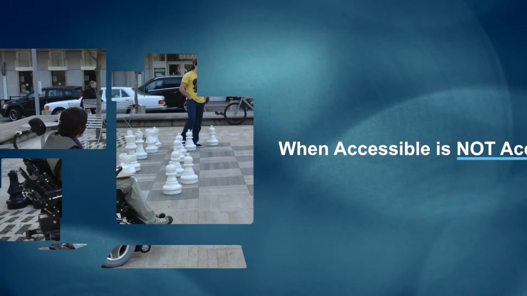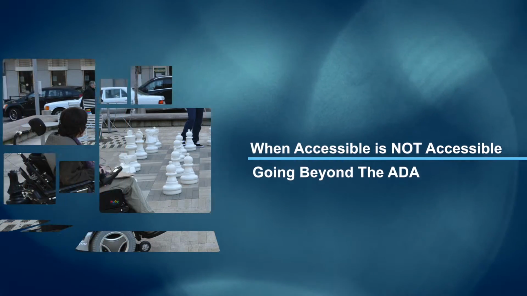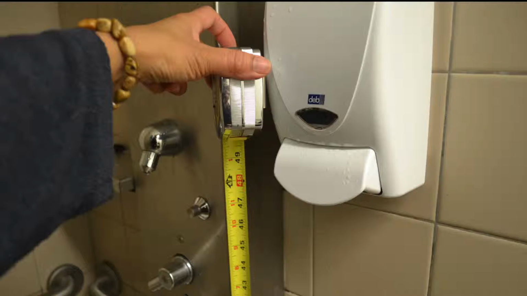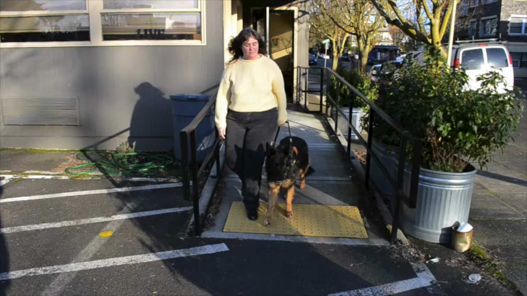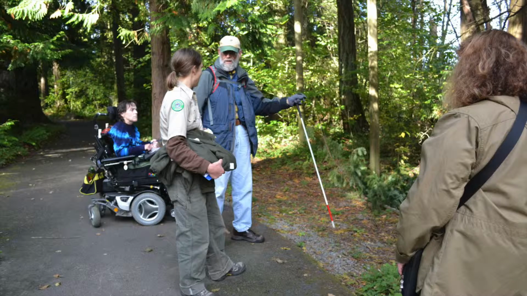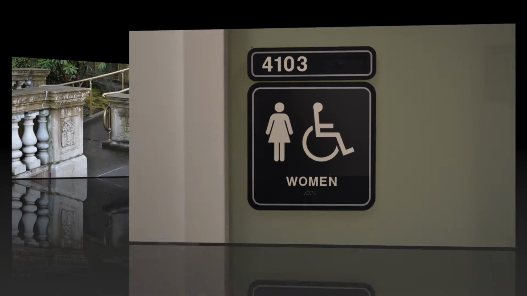When accessible is not accessible, going beyond the ADA. Follow all of the code requirements of the current ADA standards for accessible design, and you will still fall short of meeting the accessibility needs of the people with the wide range of disabilities that exist. Regulations are a good place to start.